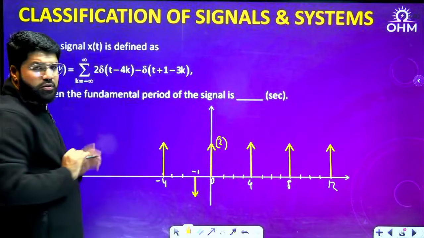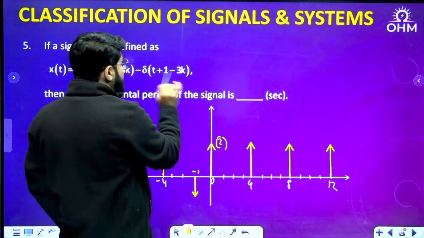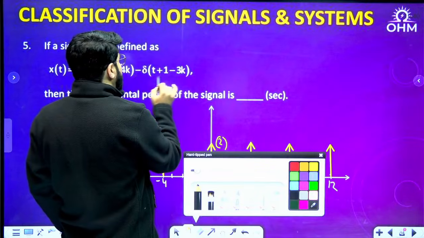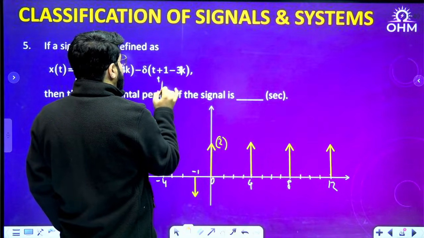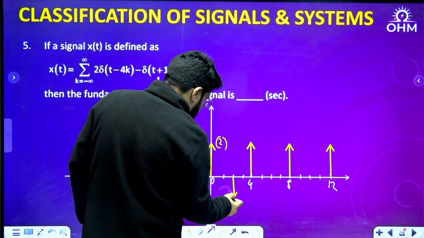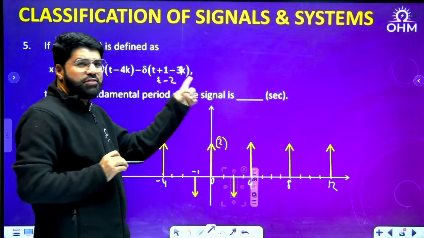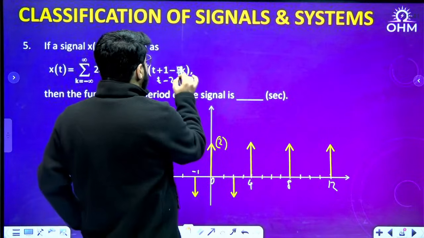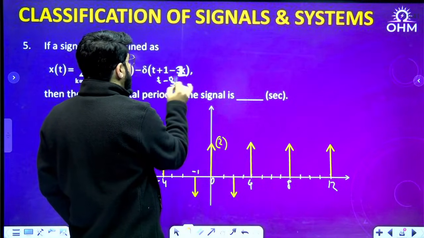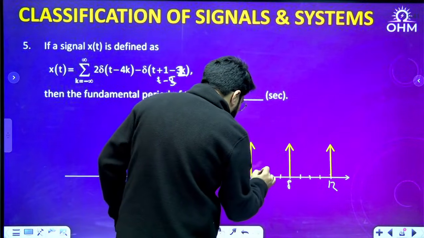Now let me explain the logic of this question clearly by sketching it. For the next, if you take k equal to 0, delta t plus 1 is the impulse. If you take k equal to 1, you will get delta t minus 2, that is the impulse at 2. Because of this 3k factor, this will be repeating after every 3. If you take k equal to 2, 1 minus 6 is minus 5, so delta t minus 5, impulse at 5.